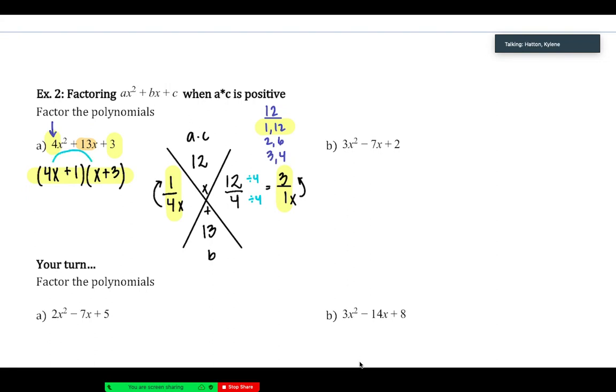So 4x times x is 4x squared. 4x times 3 is 12x. 1 times x, that's x. And 1 times 3, that's 3. And then from there, we have to combine like terms, which are the 12x and the x. So 4x squared, 12x plus x becomes 13x, plus 3, which was our original problem, so we're good.